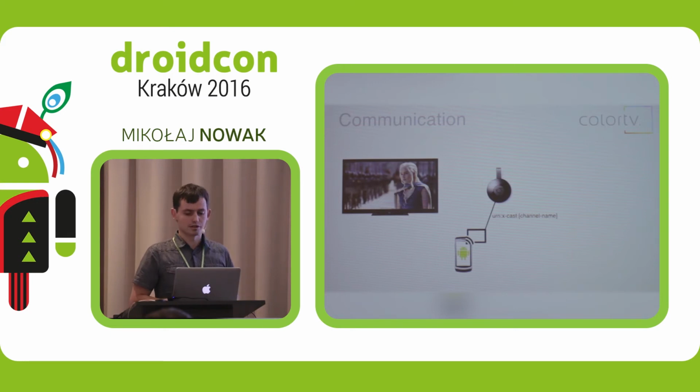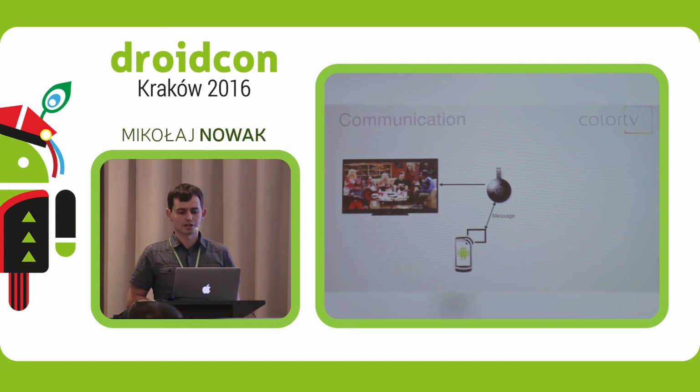When you set up this channel, you can provide a communication. It can be two-way communication. You can set up these channels both on the receiver app on Chromecast and the sender app on your mobile. You can set up this channel with different namespaces on the one side and the other one.